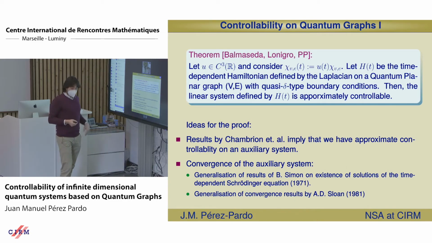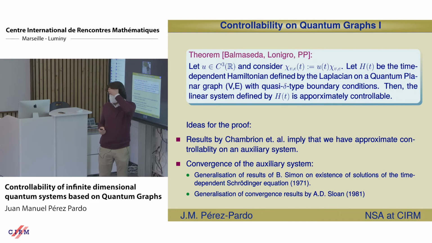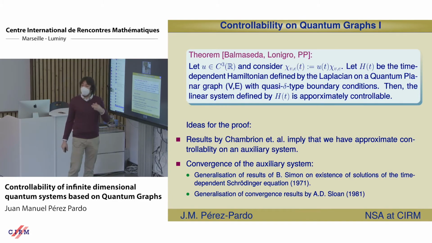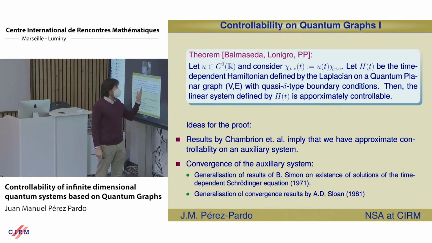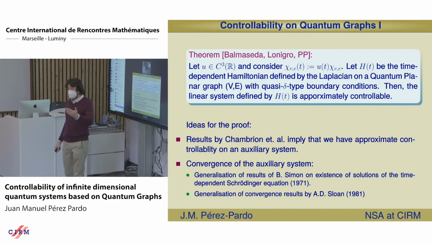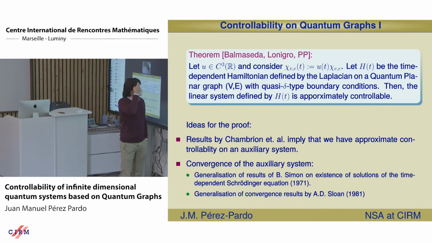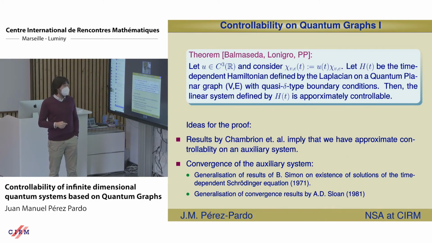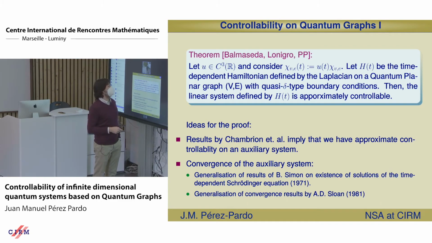And well, what are the ideas for the proof? Well, we relied on the result by Chambrion et al. What we need to do was to use some auxiliary system in which we could apply their result. And then the hardest part was actually to prove that we can have some convergence between these families of auxiliary problems where we can apply Chambrion's result that converge in an appropriate sense to the problems that we were addressing. So for doing so, we need first to generalize some results of Barry Simon on the existence of solutions of the Schrödinger equation, 71. And we also need to generalize certain convergence results that were developed some time later.